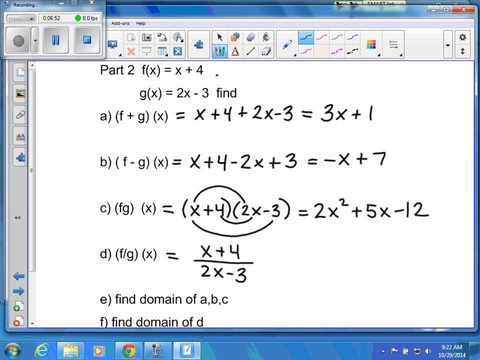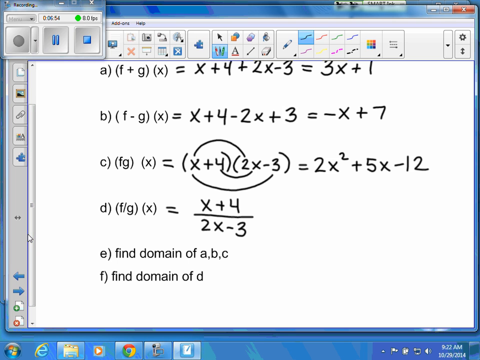Okay, now the new thing. They want you to find the domain of A, B, and C. The reason they want you to find the domain of A, B, and C is because they have the same domain. And then they want you to find the domain of D because that's a completely different problem.